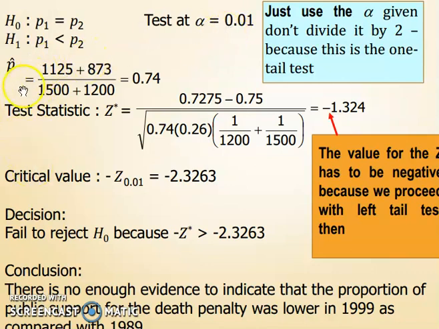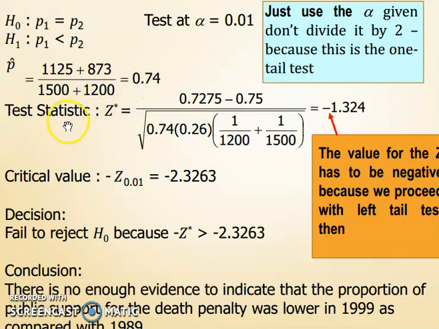And we need to find the P hat. P hat is the pooled estimate of the population proportion, meaning that you need to multiply P1 hat times n1 plus P2 hat times n2, over n2 plus n1. And you get here 0.74.